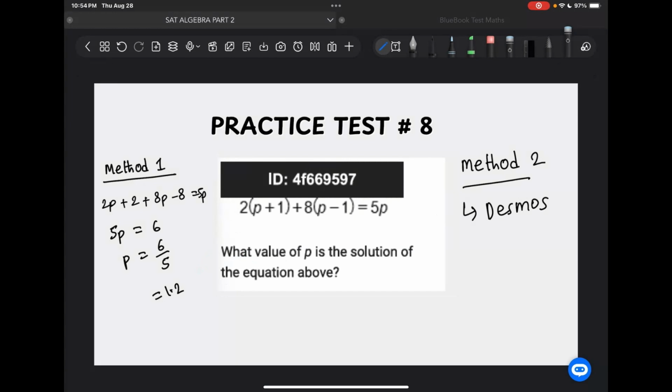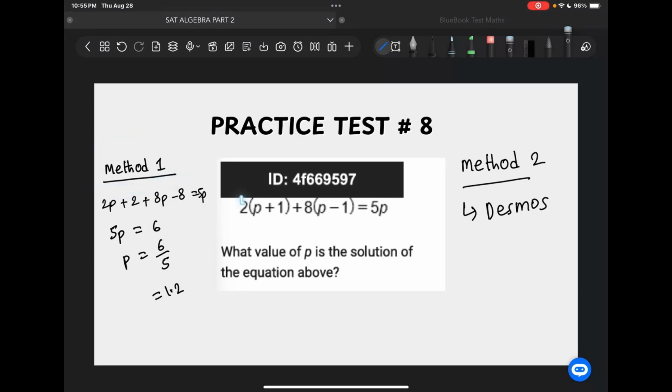Now, 2(p plus 1) plus 8(p minus 1) equals 5p. What is the value of p? So what value of p is the solution of the equation above? We are asked to find the value of p. There are two methods of solving it. The first method is doing it by hand.